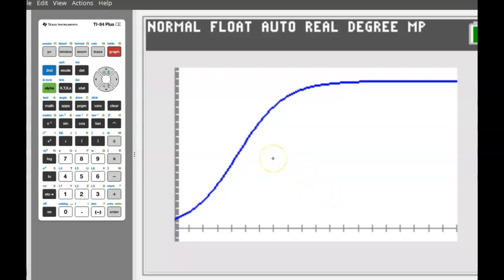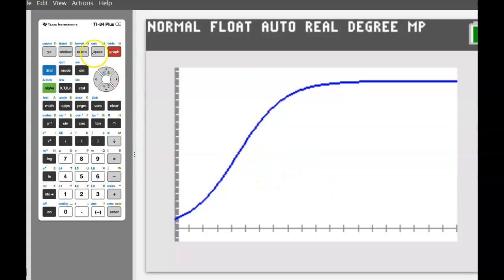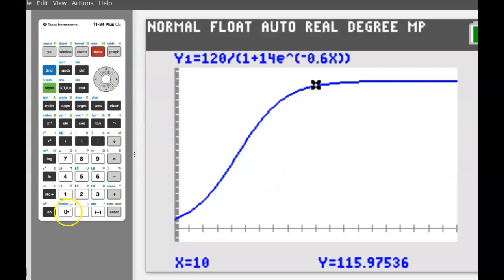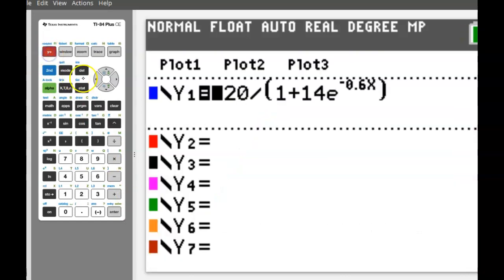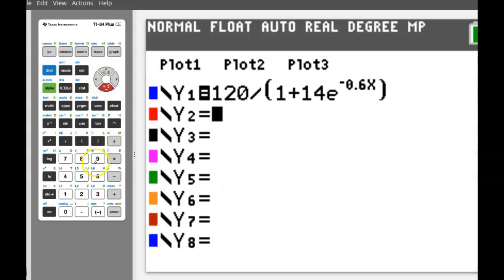All right, how do we find the initial number of frogs? Trace to what? 0. Enter. Or you could look in the table. What's the initial number of frogs we put out there? 8. Then how did I say it? They want to know when it was going to hit what? 100?